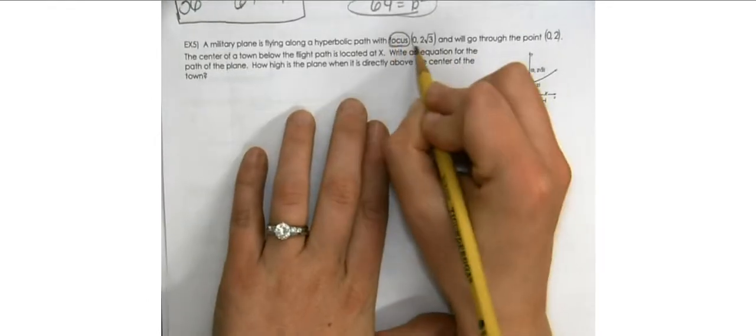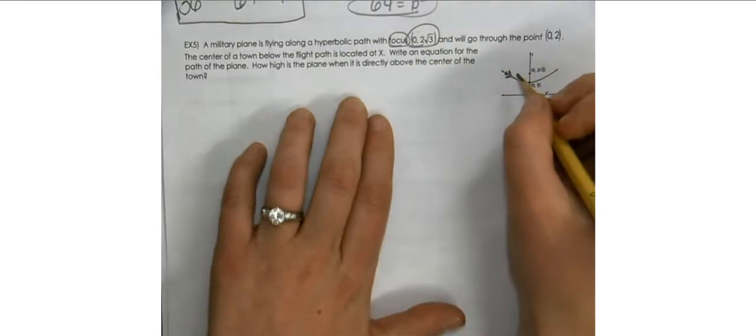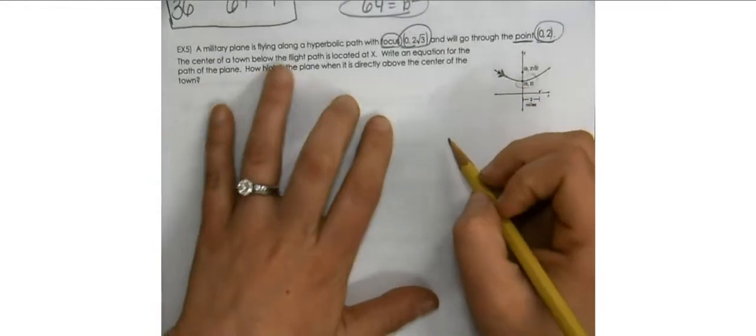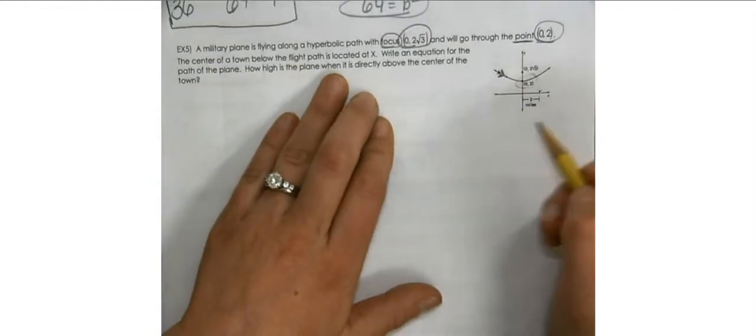So now we have one last example, and that is dealing with this military plane. It says a military plane is flying along a hyperbolic path with a focus that is at (0, 2√3), and will go through the point (0, 2). Notice that that (0, 2) is going to be our vertex. The center of the town below the flight path is located at x = 0.